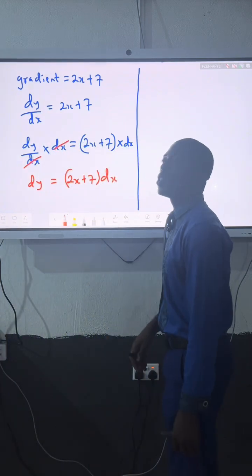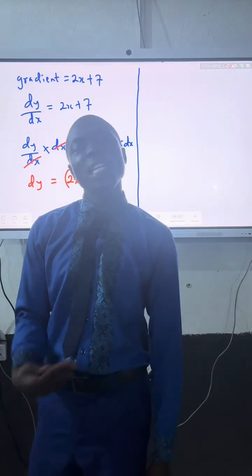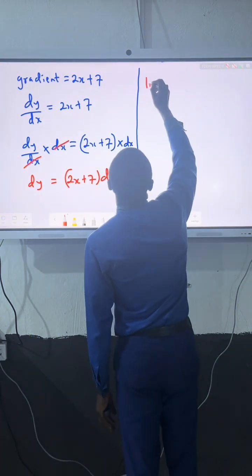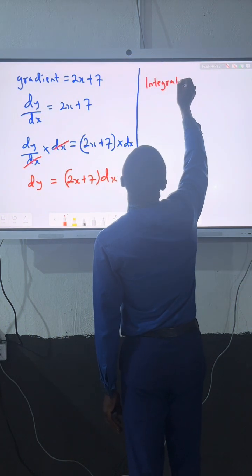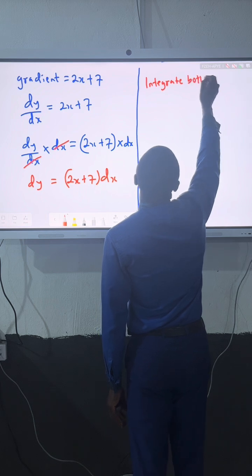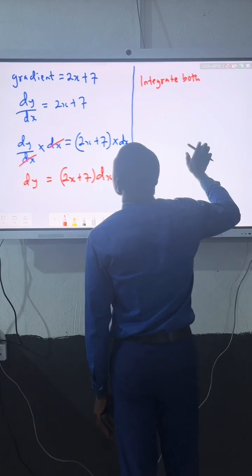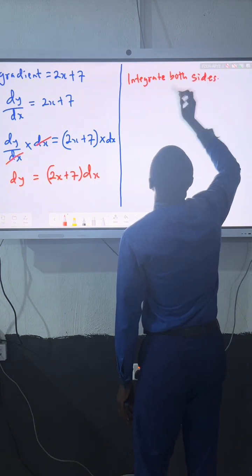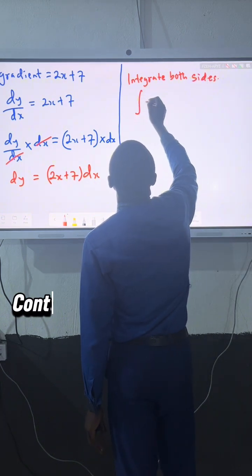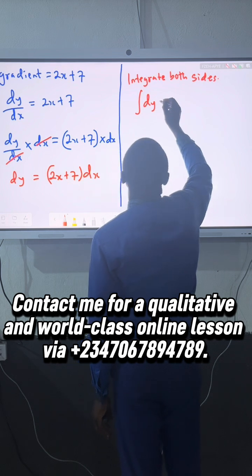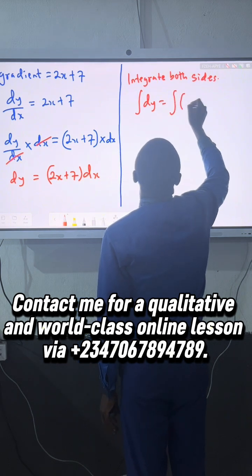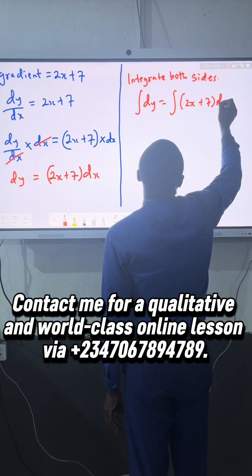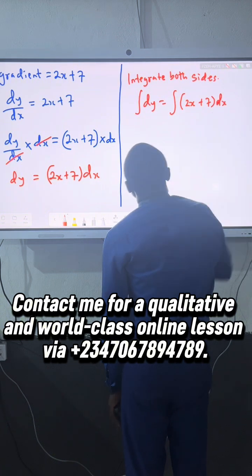Now the next thing to do is to integrate both sides. So just integrate both sides. That's the next thing to do. If you do that, we're going to have the integral of dy is equal to the integral of 2x plus 7 dx. Okay? Alright, so this is what we have.